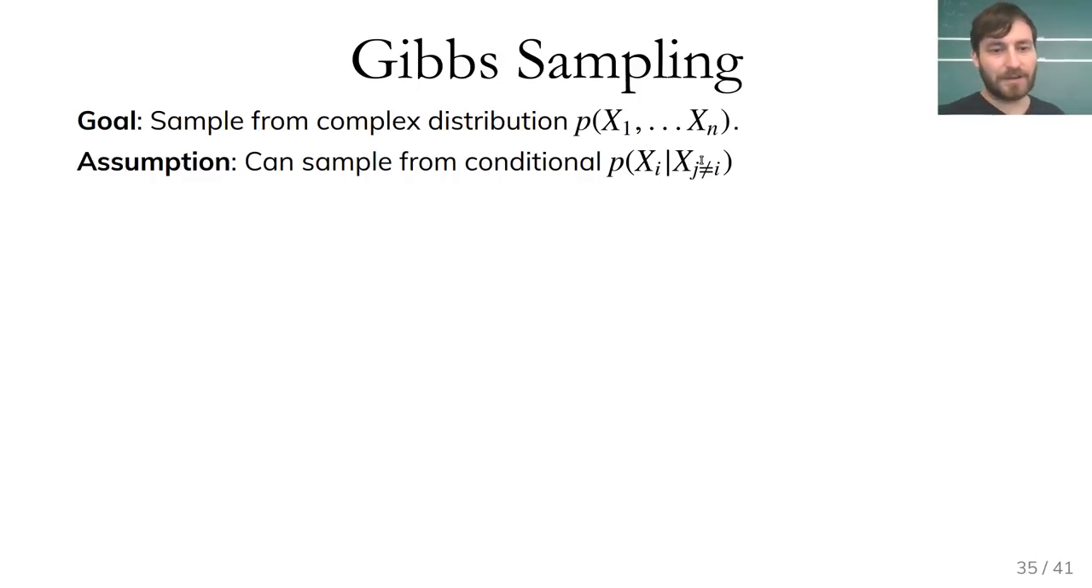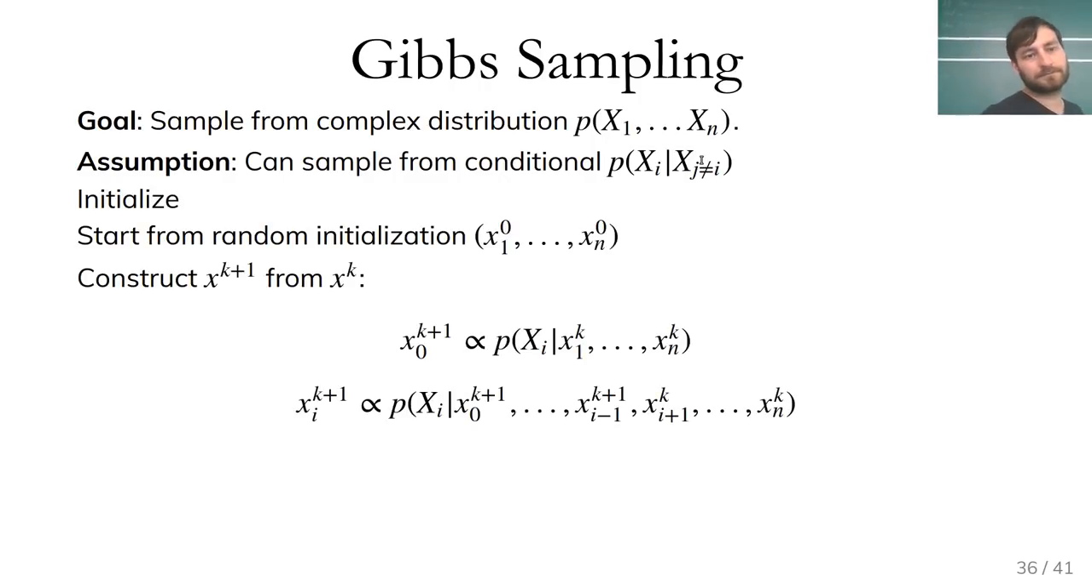Okay, so in particular, if you construct any complex model and you use these conjugate priors, you can always sample from the conditional distributions for a single variable given all the other variables. So now we start from some random initialization. We give some initial values to each entry of our vector that we want to sample.